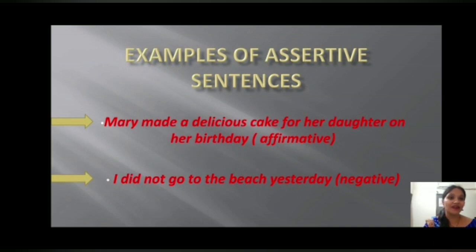Examples of assertive sentences. First example, Mary made a delicious cake for her daughter on her birthday. It is an affirmative, a positive statement. Second, I did not go to the beach yesterday. It is a negative statement because we have used did not over here. So these are two examples of assertive statements. We'll move to the next one.